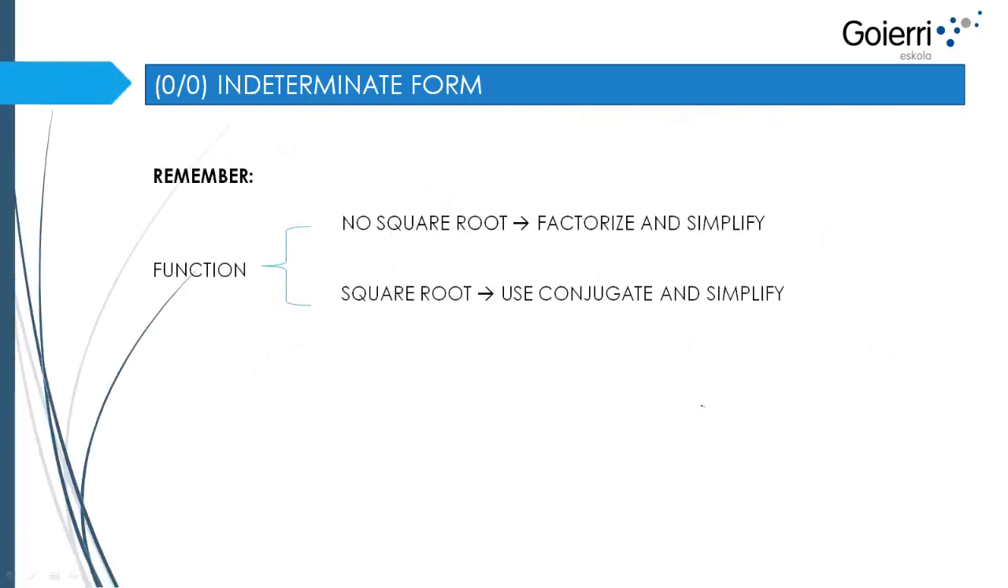So remember, when we have a 0 over 0 indeterminate form, you have to analyze the function. If it has no square root, just factorize and simplify. And if it has a square root, use the conjugate, a minus b times a plus b equals a squared minus b squared, and then simplify.